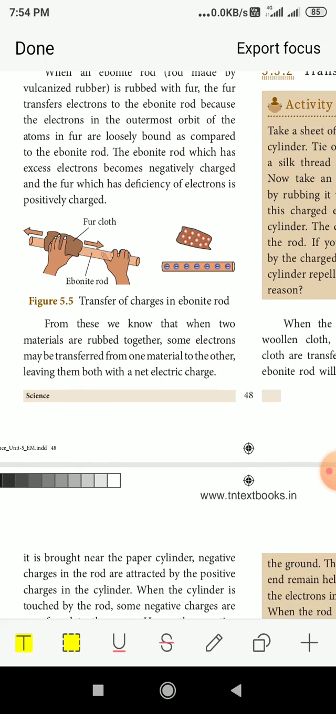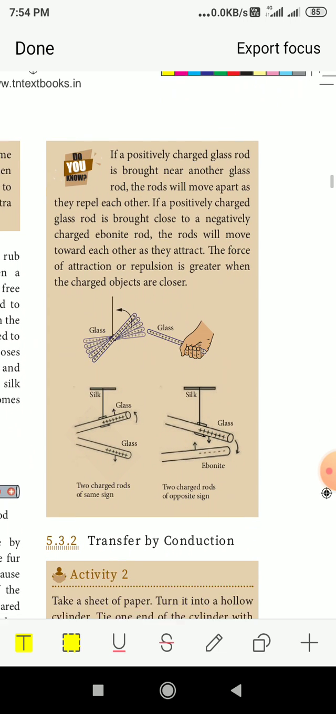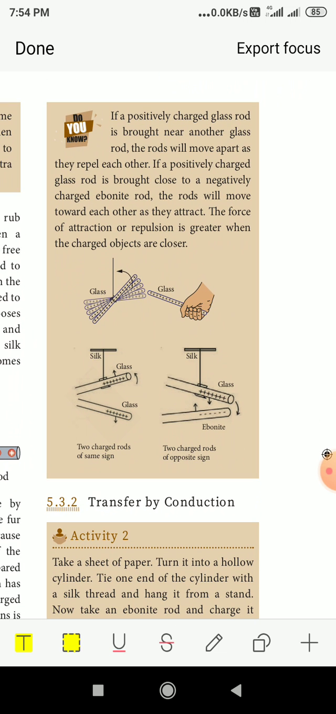Then the next one they are saying is conduction. In that, if a positively charged glass rod is brought near another glass rod, the rods will move away by repelling each other. If a positively charged glass rod is brought close to a negatively charged ebonite rod, the rods will move towards each other as they attract. The force of attraction or repulsion is greater when the charged objects are closer.